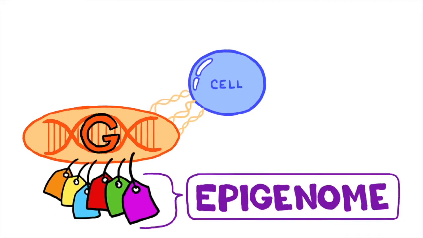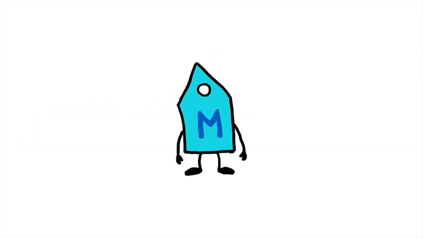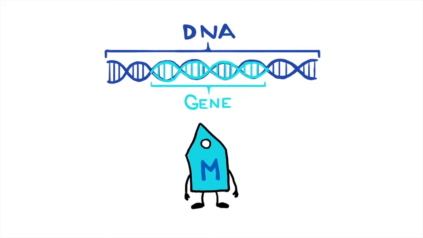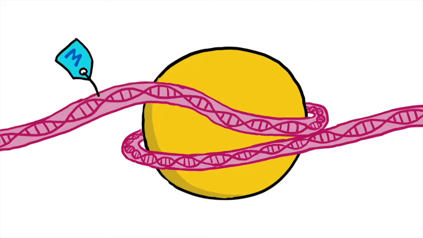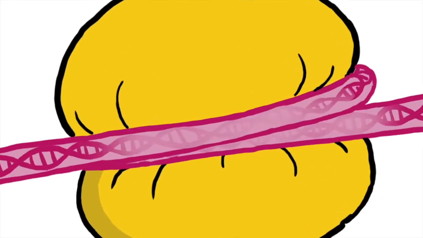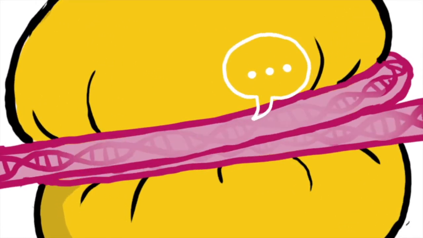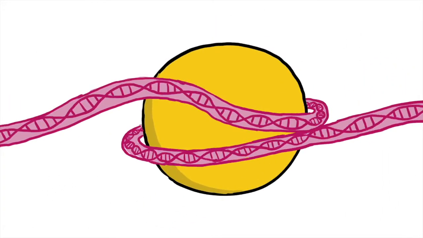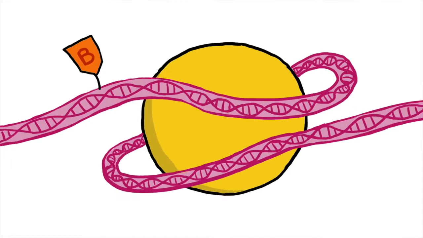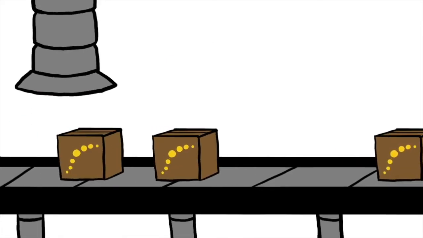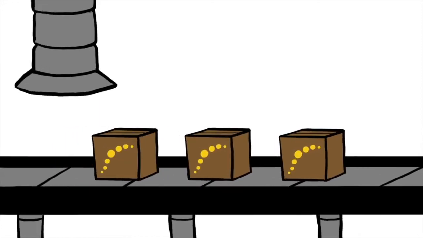The set of all of the chemical tags that are attached to the genome of a given cell is called the epigenome. Some of these, like a methyl group, inhibit gene expression by derailing the cellular transcription machinery or causing the DNA to coil more tightly, making it inaccessible. The gene is still there, but it's silent. Boosting transcription is essentially the opposite. Some chemical tags will unwind the DNA, making it easier to transcribe, which ramps up production of the associated protein.